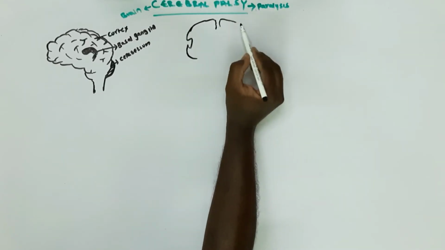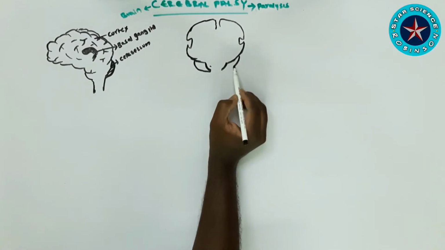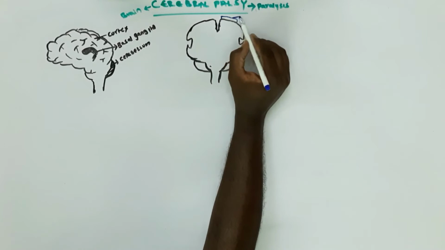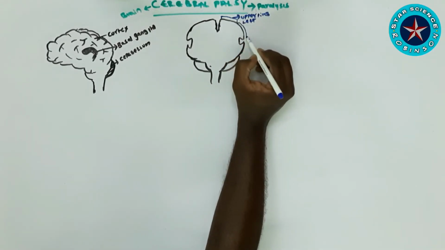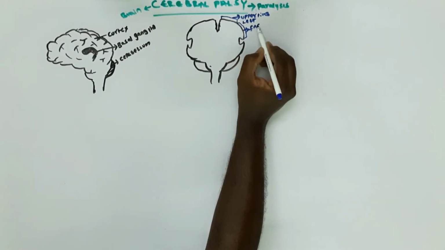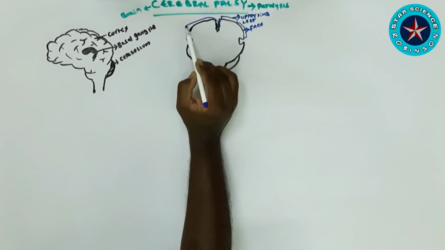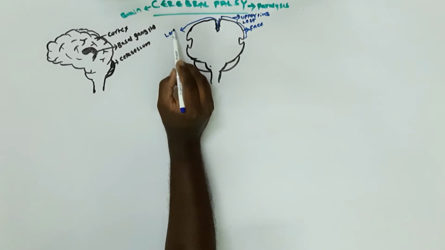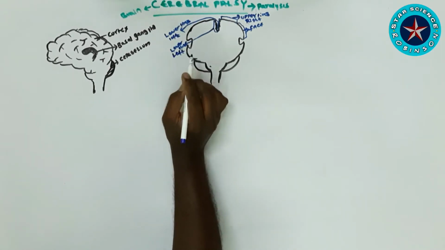Now I'll show you which main part of the brain is affected through the cortex region. In our diagram, this region of the cortex, if affected, will affect the upper limbs. This part of the cortex, if affected, will affect the face. And this portion, in between the two hemispheres, if affected, will affect the lower limbs.